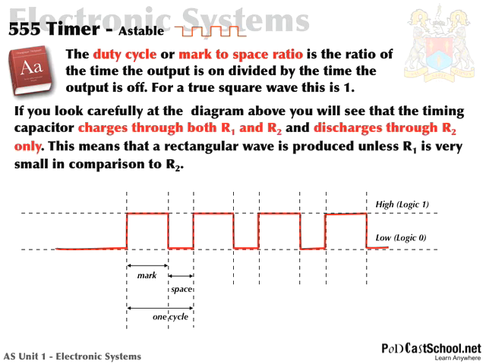I've said there, if you look carefully at the diagram above, you will see the timing capacitor, so that's the slide before, capacitor charges through R1 and R2, I've said that already, and discharges through R2 only. Okay, this means that a rectangular wave is produced unless R1 is very small in comparison to R2. In other words, you can ignore R1.